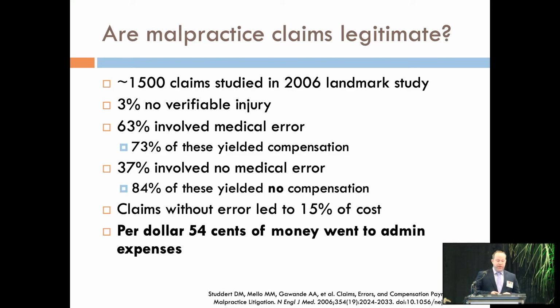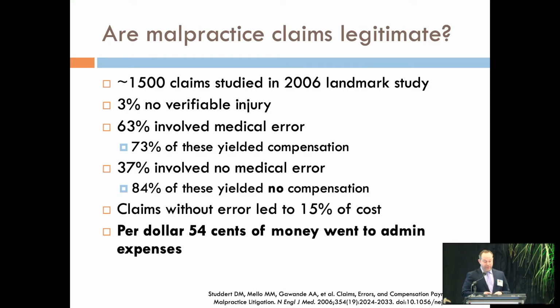He also found that most of them involved medical error, and most of the ones that involved medical error did have compensation associated with them. But a good chunk of them, 37%, did not have medical error, and luckily most of them didn't result in compensation. But you'll see that there are gaps of people that were injured with no compensation, and people that were injured with error with no compensation. And there are also folks that were injured without error that got compensation. So that seems like an unfair result.